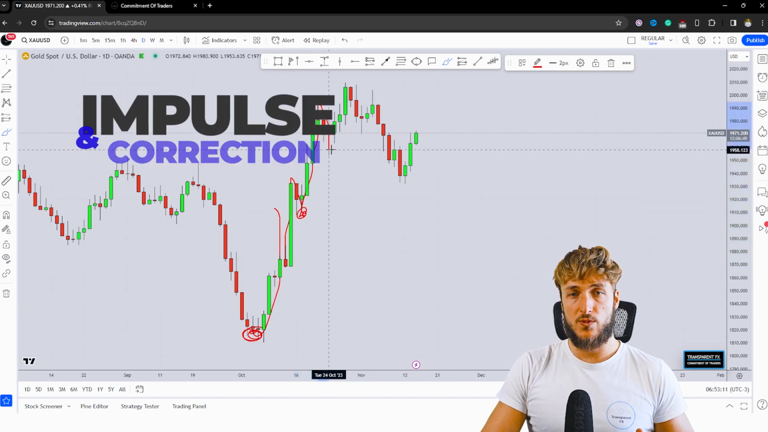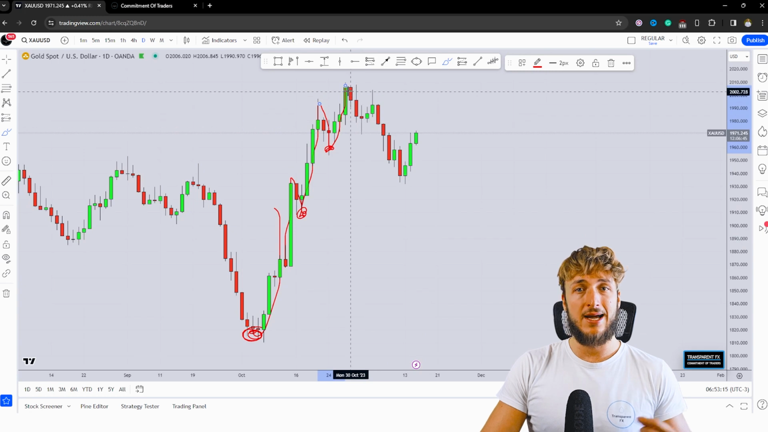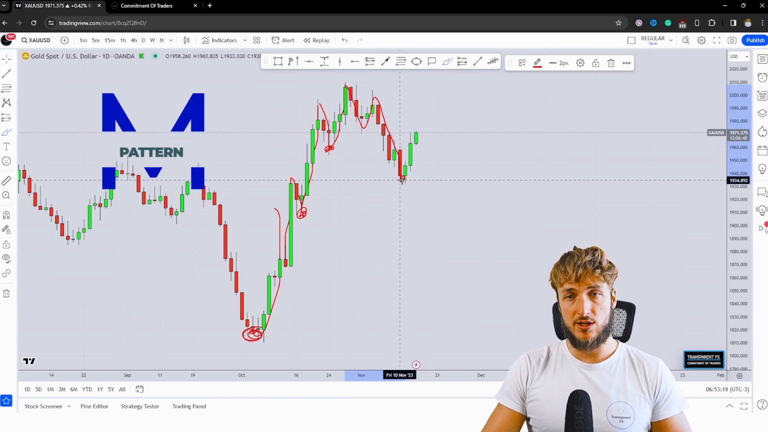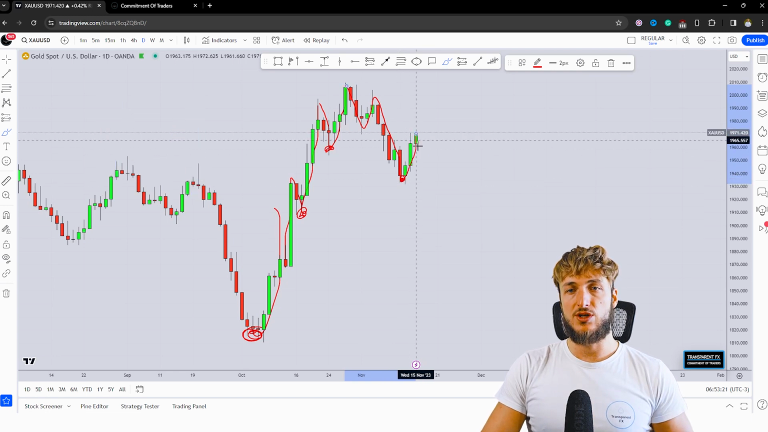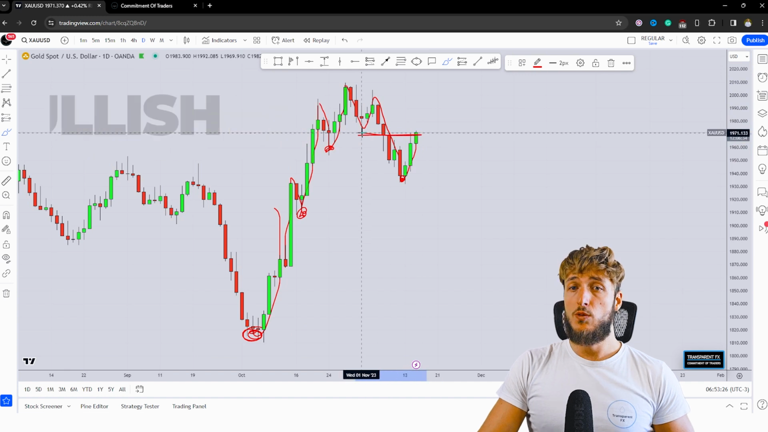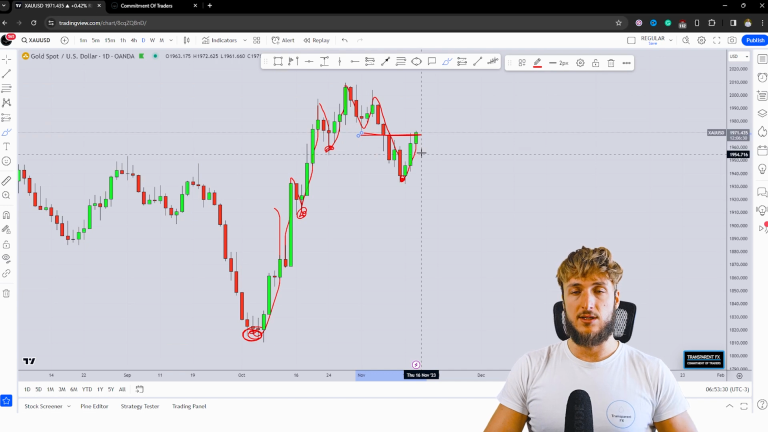Then we had this impulse correction and I explained all the reasons for which we could expect the creation of a higher high. And after the market printed this M pattern just a few days ago when the market was here, I explained all the reasons for which we could expect this rejection to the upside for the completion of the pattern at the neckline, which is in fact exactly the level that the market is currently testing, completing this pattern.